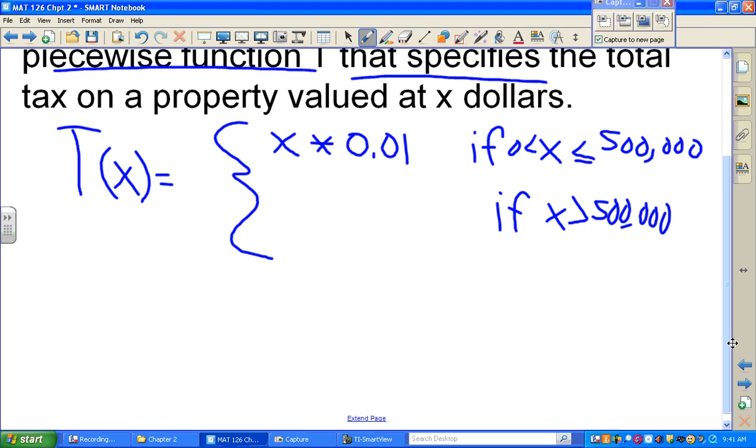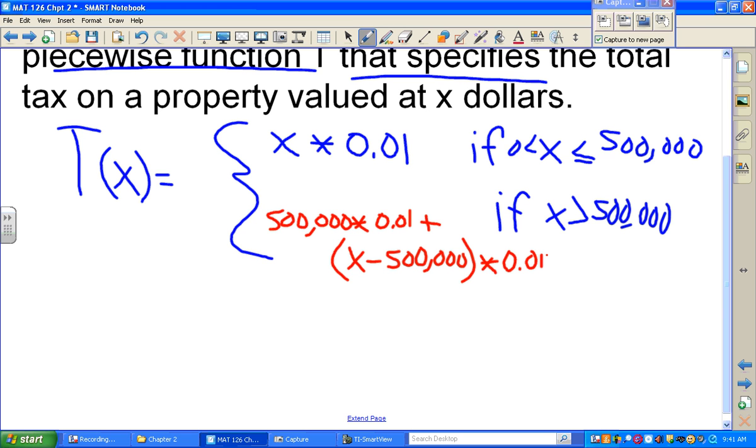So if x is 600,000, 500,000 is paid on 1%, right? 500,000 is paid at 1% plus x minus 500,000 paid at 1.25%. The answer is going to be different in the back of the book. I wanted you to see where the numbers came from. They multiplied it out and combined like terms. Okay?